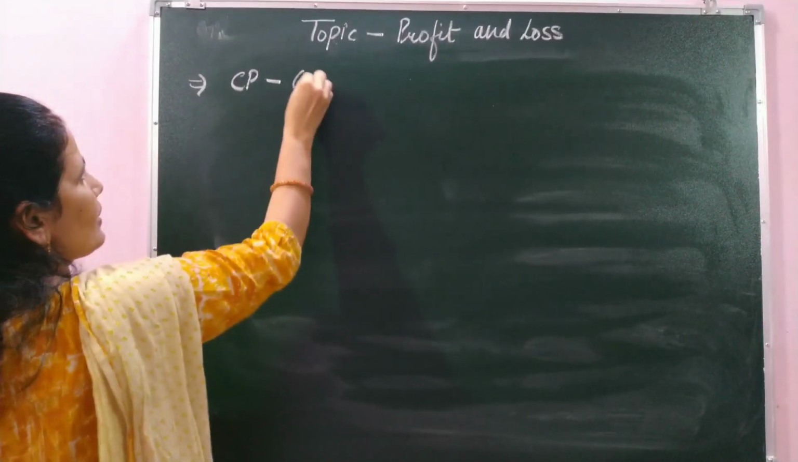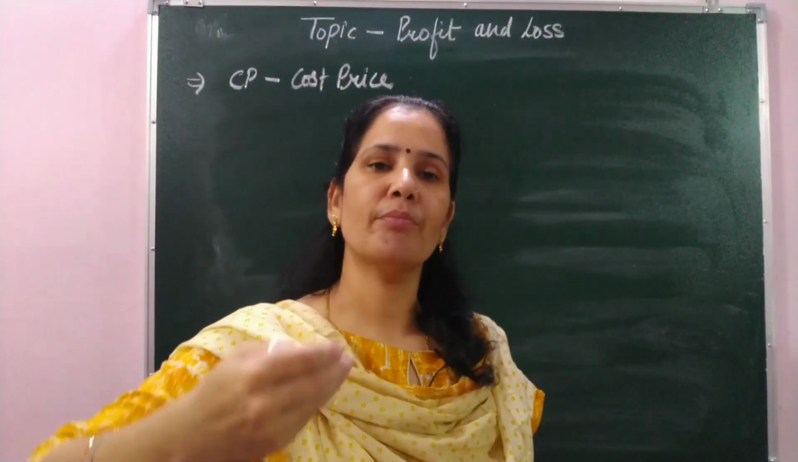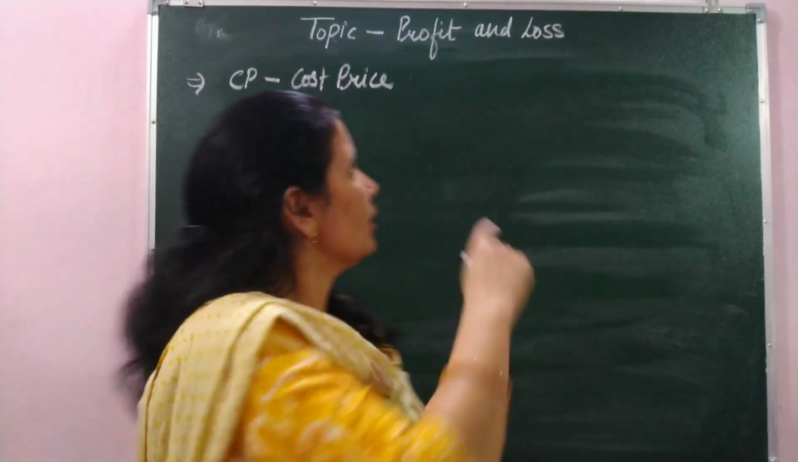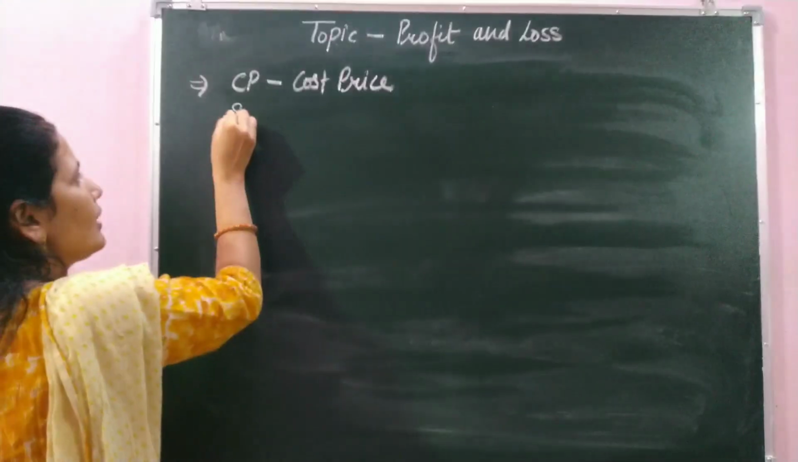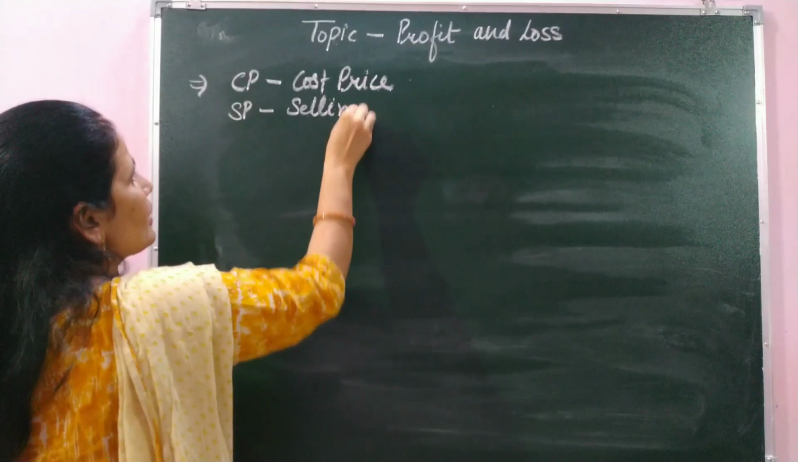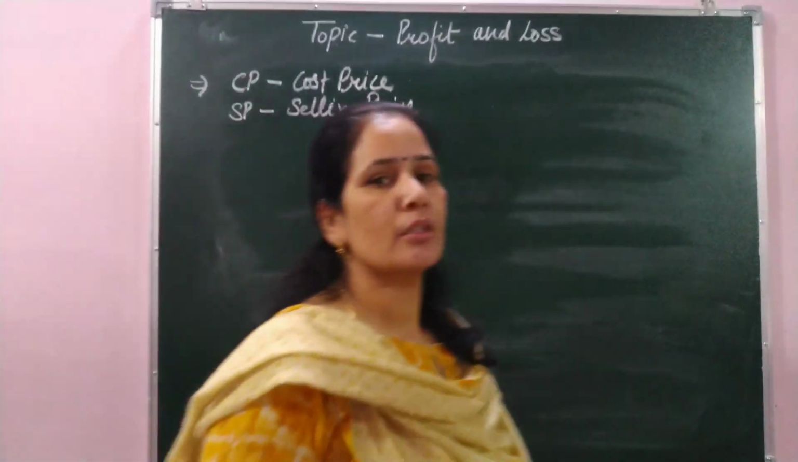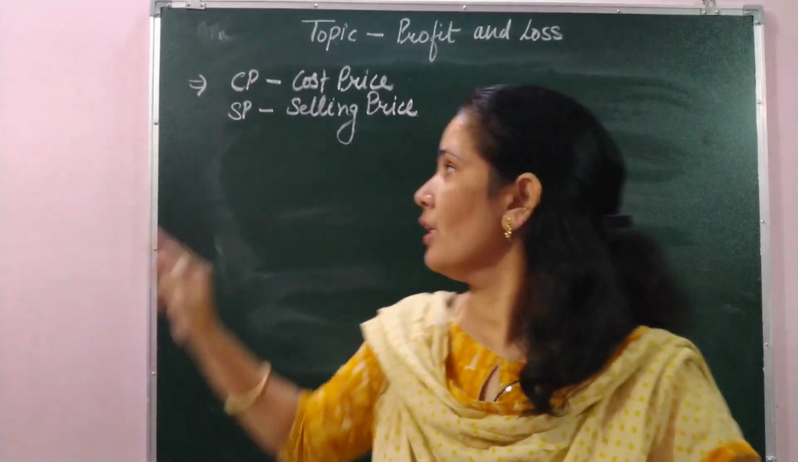So students, the first term we are using here is CP. CP means cost price. Cost price is that price at which we purchase the item. When we buy something, that price is called cost price. The next term is SP, that means selling price. After purchase, if we resell that product, that selling price is called SP.